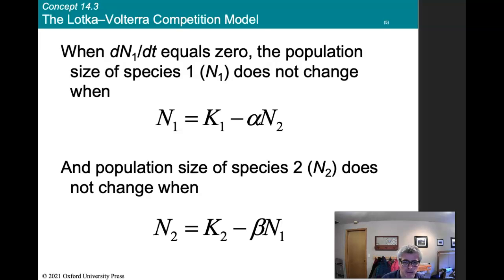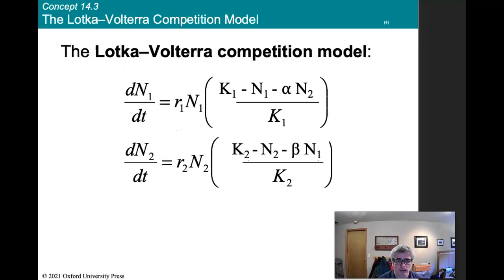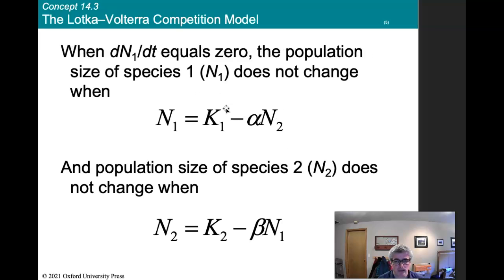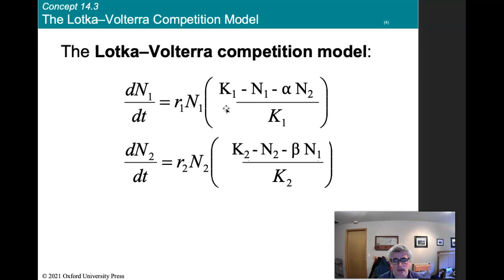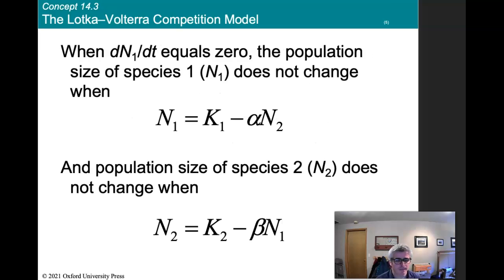So let's go back to that and think about that. Let's go back to this equation. So all that's saying is that if this minus this equals this, then there's no more change in the population.